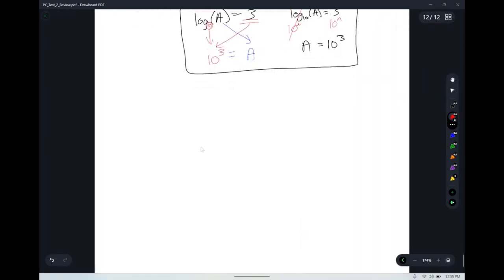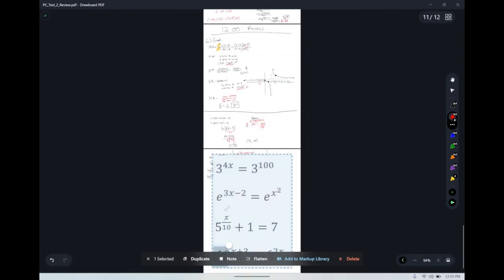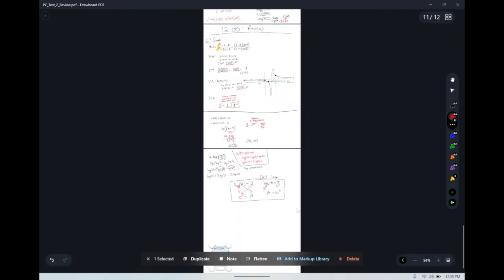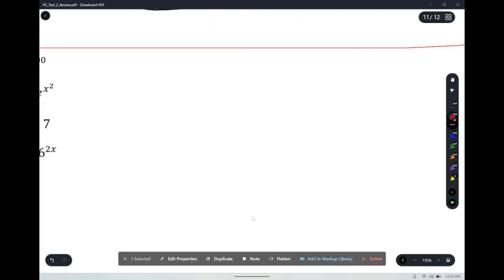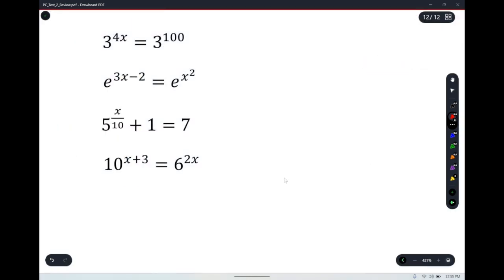All right, let's see. What is this one? Okay. Top down. Gonna need some new pages in a second. Which one do you want to do first? We can do all of them. The second one? Okay, how do we get rid of e's?